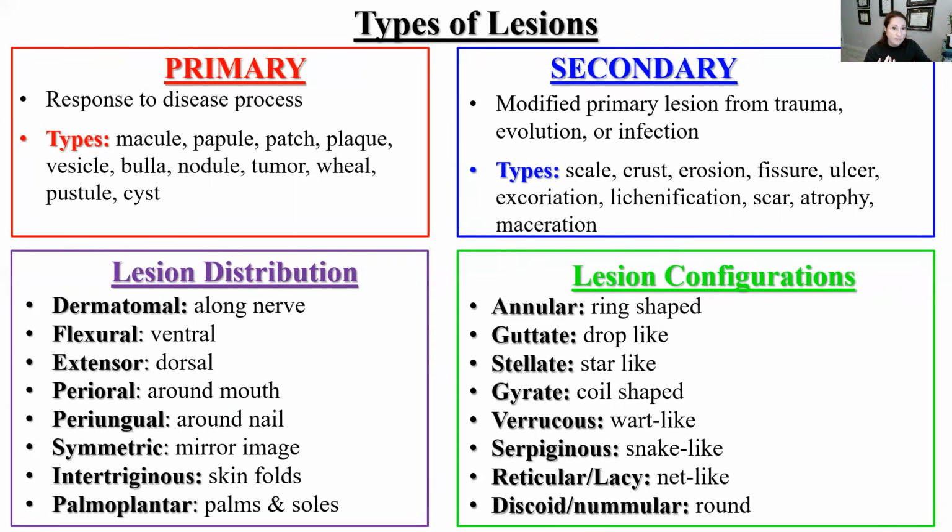So if it's ring-shaped, it could be annular. Guttate is drop-like. Stellate is star-like. Gyrate is coil. Verrucous is wart-like or thickened. Serpiginous is kind of S-shaped or snake-like in the border. Reticular or lacy is going to be a net-like rash. And then discoid or nummular is going to be round. So let's look at these in a little bit more specifics here.